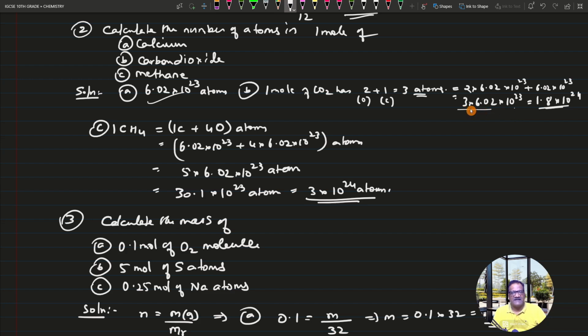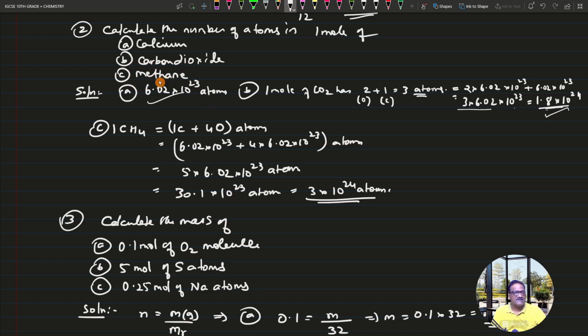And 3 times 6.02 will work out to 1.806, so 1.8 into 10 raised to 24. This should be the answer: 1.8 into 10 raised to 24. So this many atoms you will find in 1 mole of carbon dioxide, right?